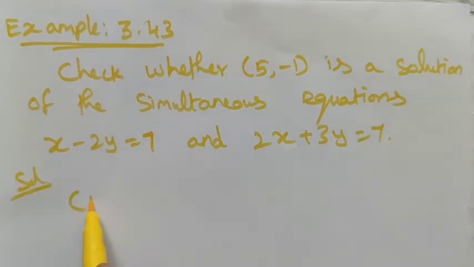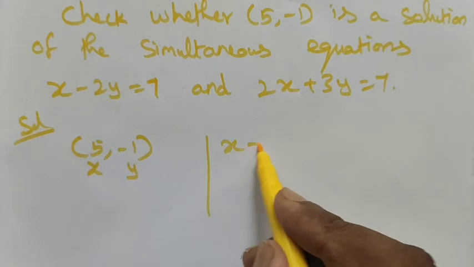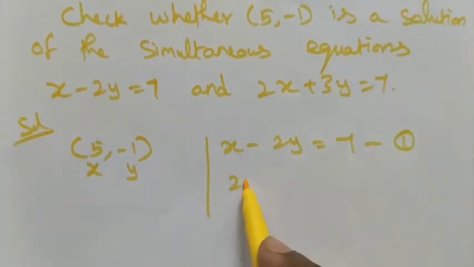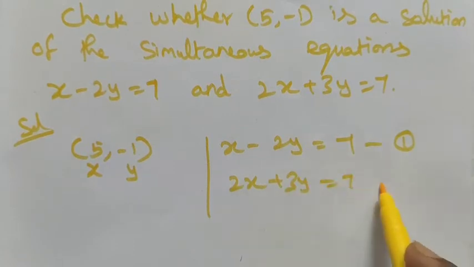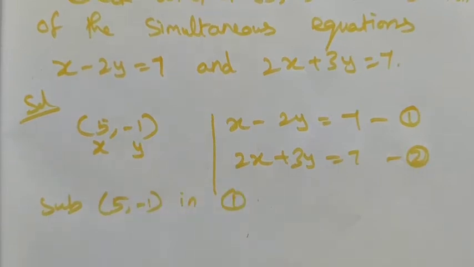The given ordered pair is (5, -1); let me take this as x and this as y. The equations are x minus 2y is equal to 7, let me take it as equation number 1, and 2x plus 3y is equal to 7 as the second equation. Now substitute (5, -1) in equation number 1.